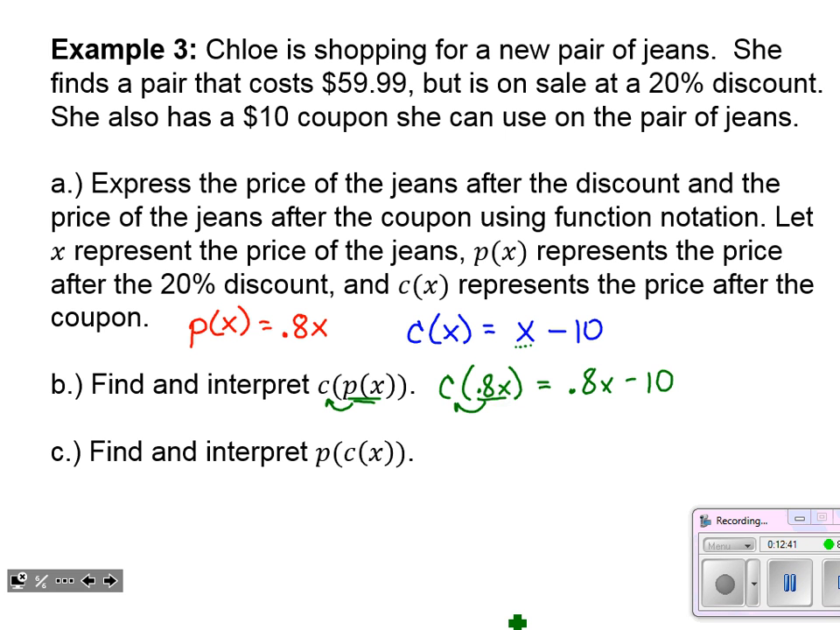Now think of the order that we followed here. The order that we followed is that we did P of x first and then C of x. So as far as interpreting it, the interpretation is that this is what the cost would be if the discount was first and the coupon was second.